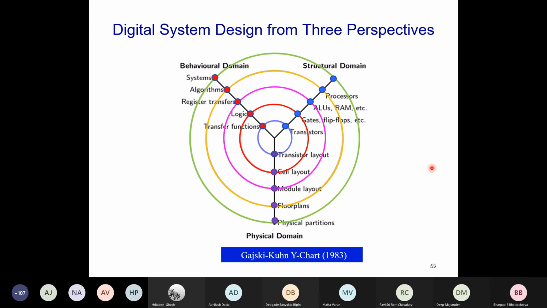Are you with me? Yes. And this is the famous Gajski-Kuhn Y chart, very old, 1983. And these three directions, behavioral domain, structural domain, and physical domain, refer to three subjects or three topics. So could you please tell me what these topics would be? Structural domain, behavioral domain, and physical domain. I mean, these domains are studied as three different topics in computer science.